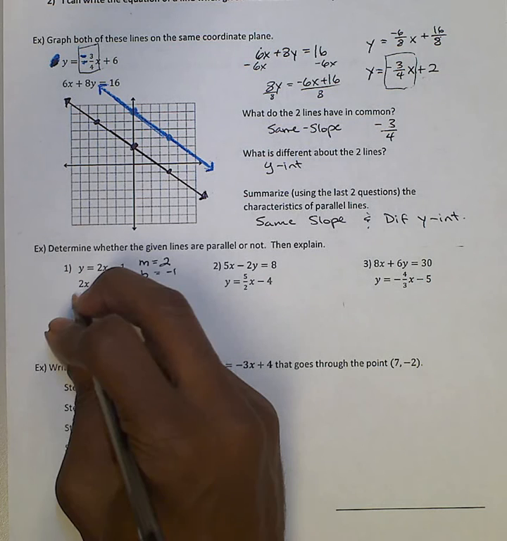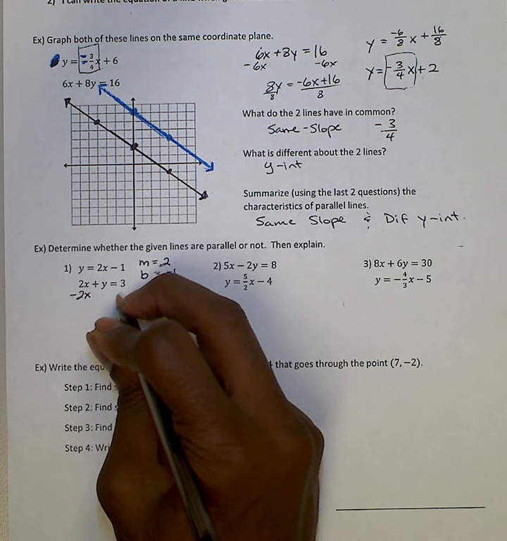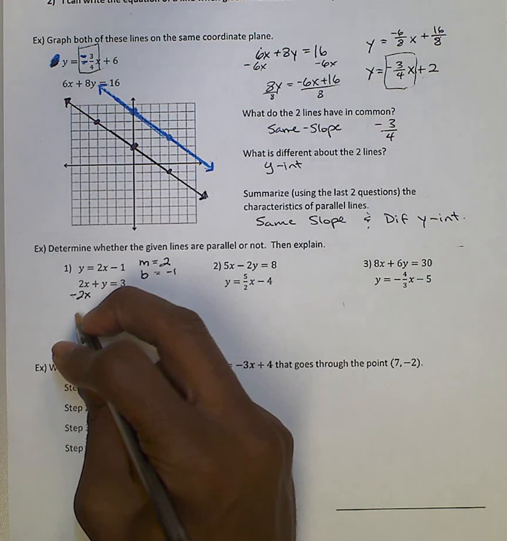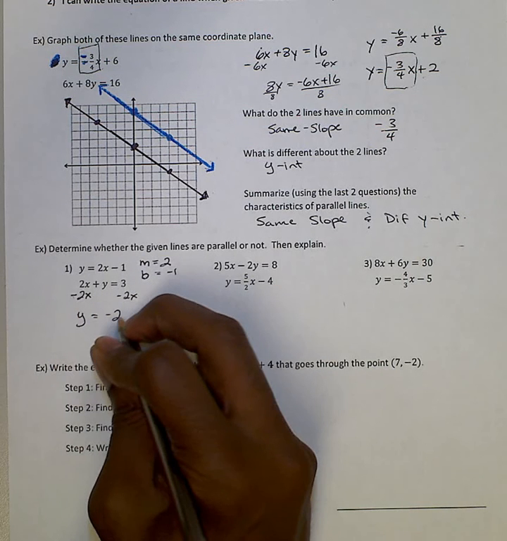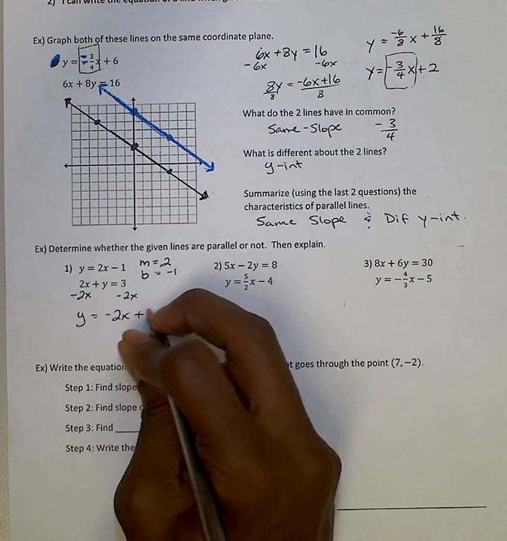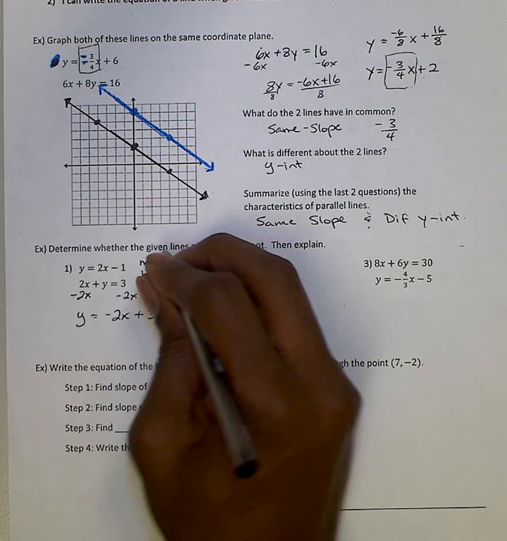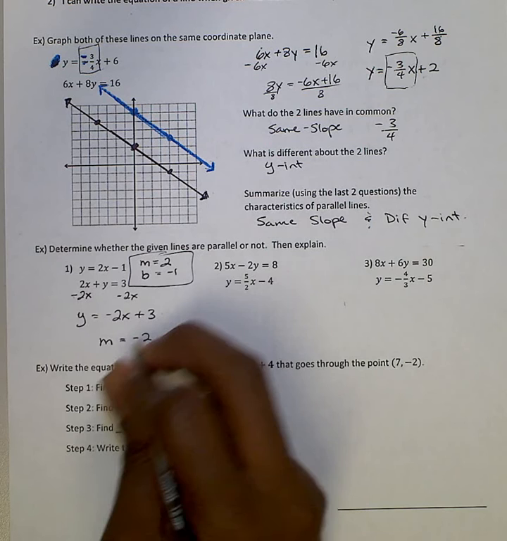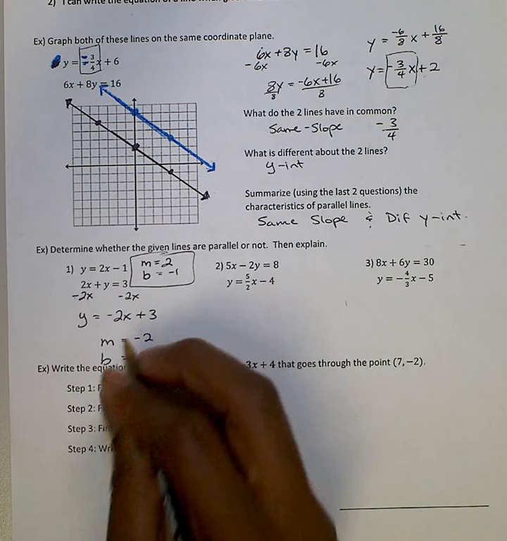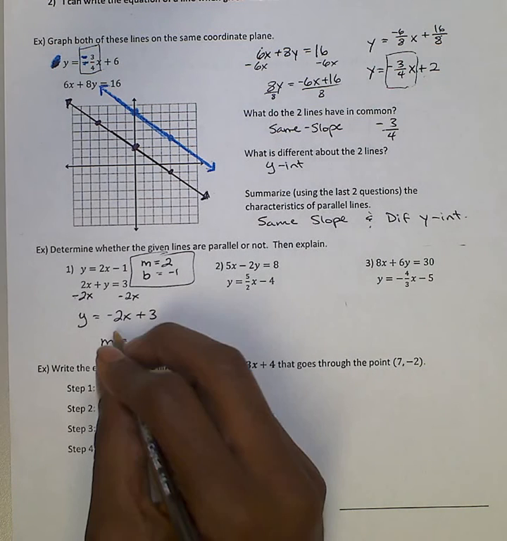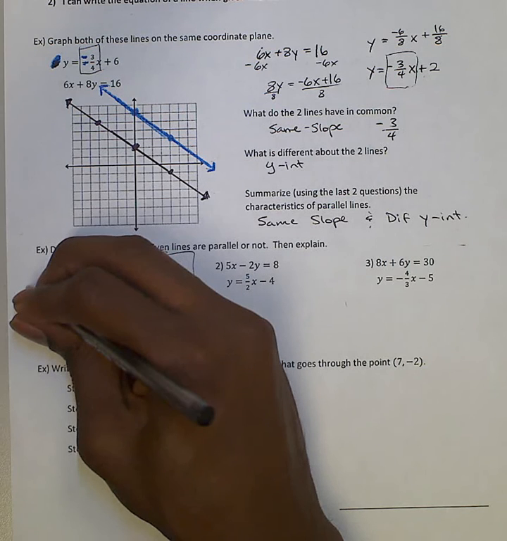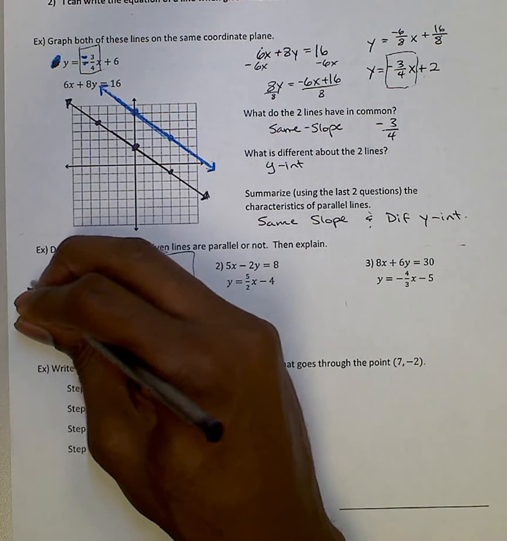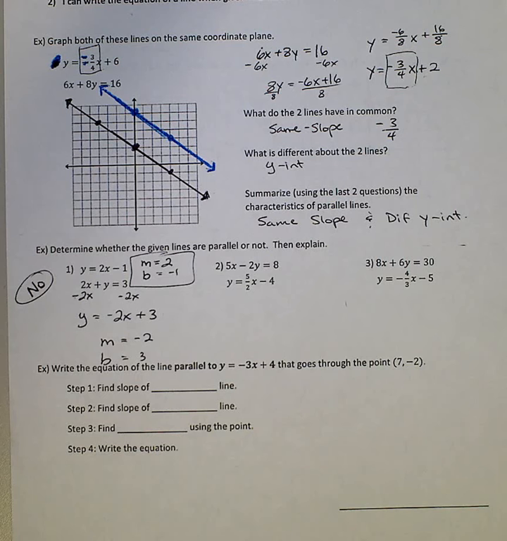So in order to get y by itself, I'm going to subtract 2x from both sides. And that will give me y equals negative 2x plus 3. So identifying the slope and y-intercept of this line, my slope is negative 2, my y-intercept is 3. Are these parallel? No. These are not parallel because the slopes are different. Parallel lines have the same slope.